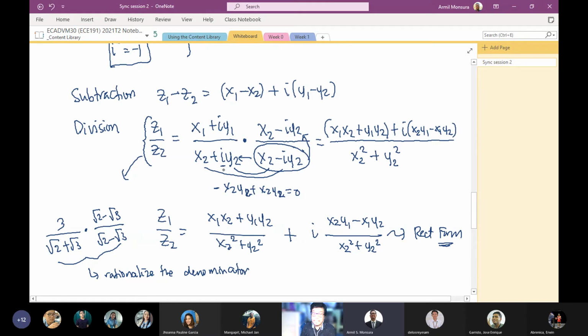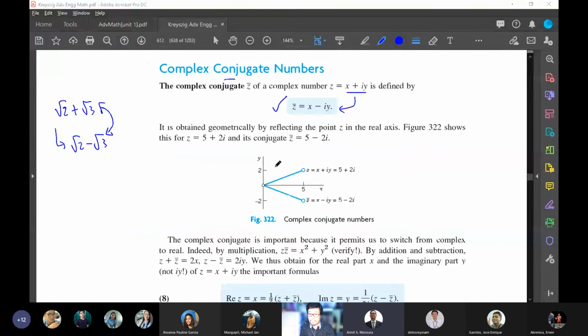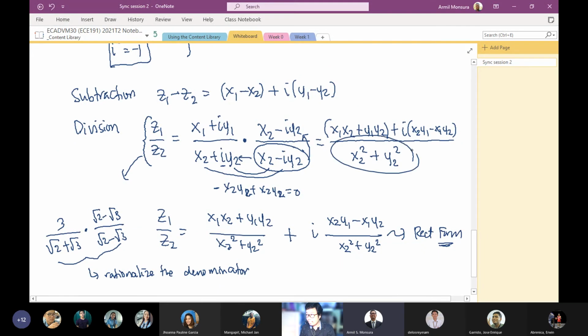Okay? And one way to eliminate that irrational number on the denominator is by actually multiplying that with its conjugate. Kasi nga, makikita nyo naman yung magiging product nung dalawang conjugates. You can see that the product of the two conjugates becomes a real number. So when you multiply two complex numbers that are conjugates of each other, you basically end up with a real number. Okay? Is that understood?